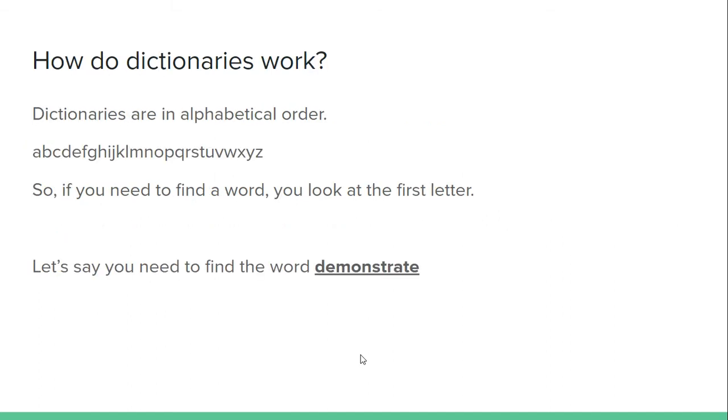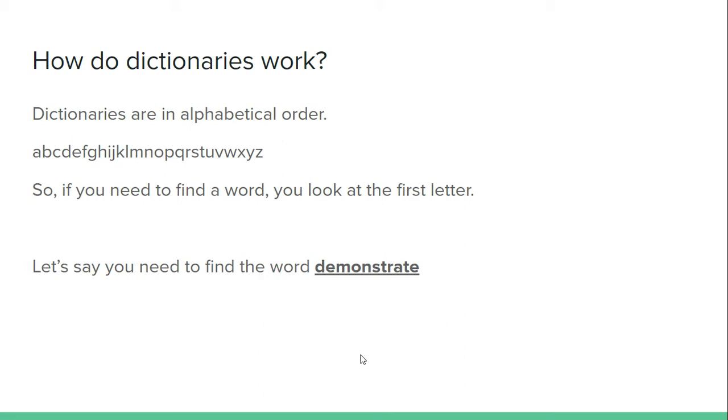Okay, so before we can look up a word, we need to make sure we know how dictionaries work. Dictionaries are in alphabetical order. That means A, B, C, D, E, F, G, H, I, J, K, L, M, N, O, P. Okay, that's the alphabet. So anything that goes in that order, A at the beginning, Z at the end, is in alphabetical order. So if you need to find a word, you need to look at the first letter first.